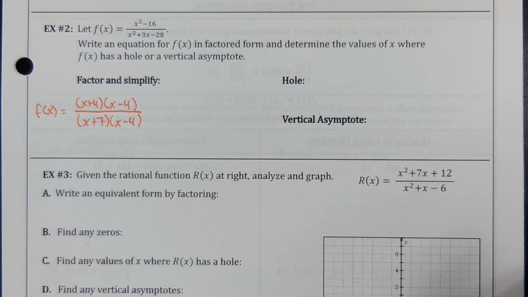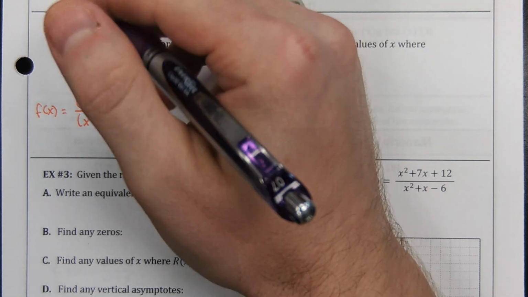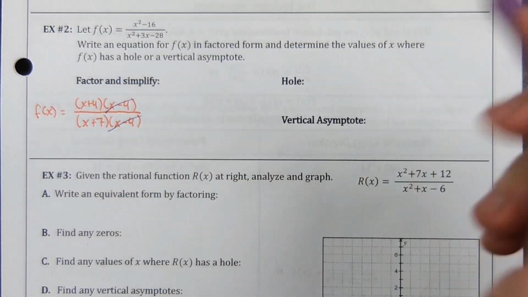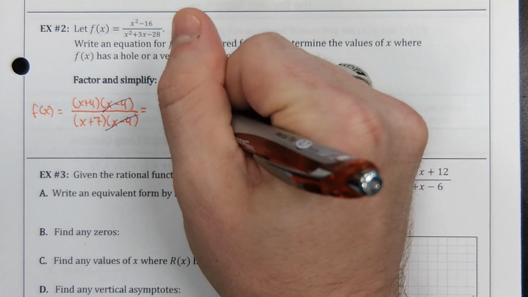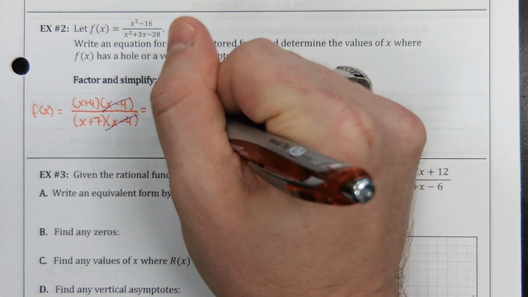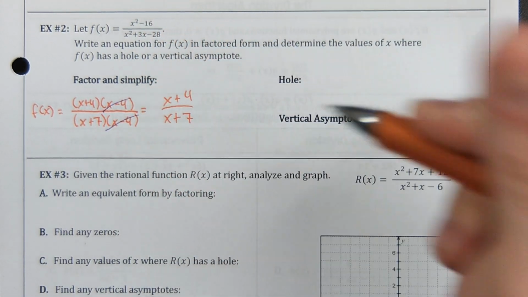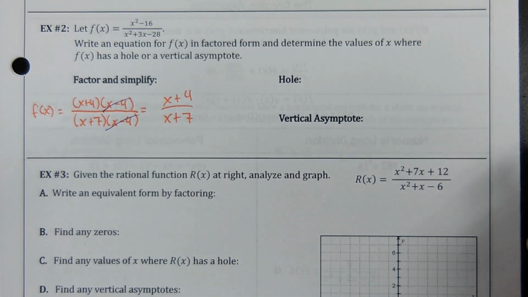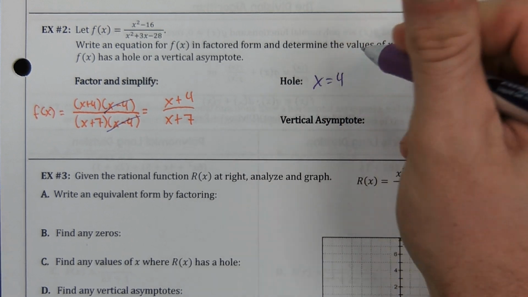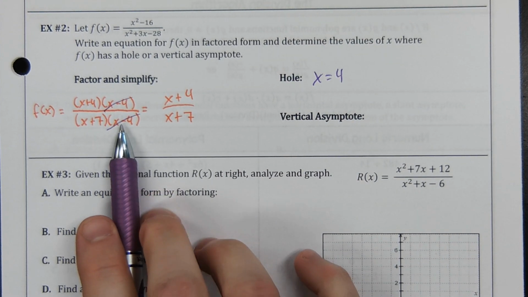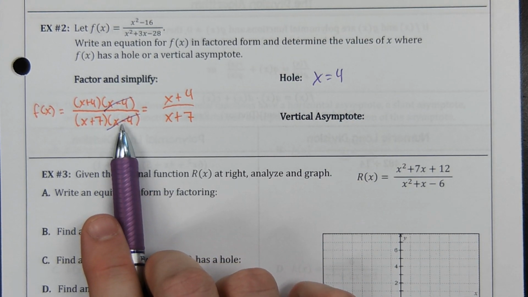Time to simplify. These x minus 4s will cancel off the top and the bottom. This function will simplify to x plus 4 over x plus 7. That means we do have a hole at what x value, Max? At x equals 4. Good. There is a hole at x equals 4 because I eliminated an x minus 4 off the top and bottom.